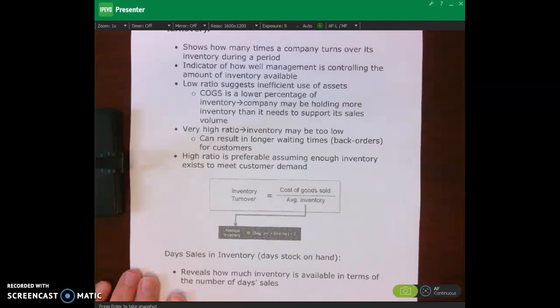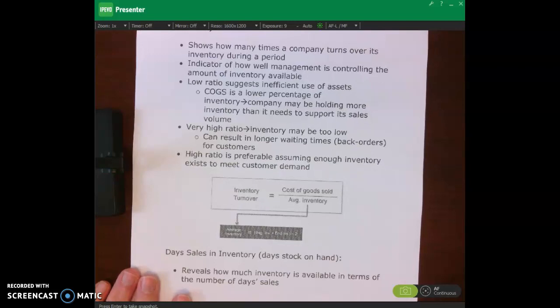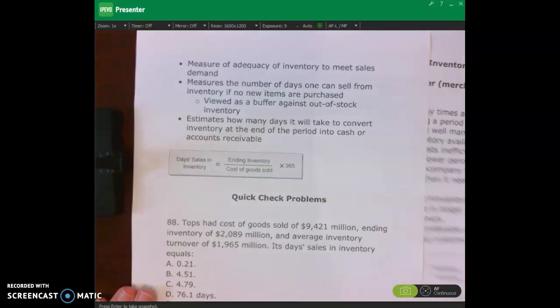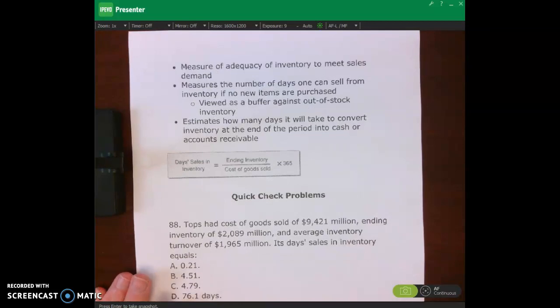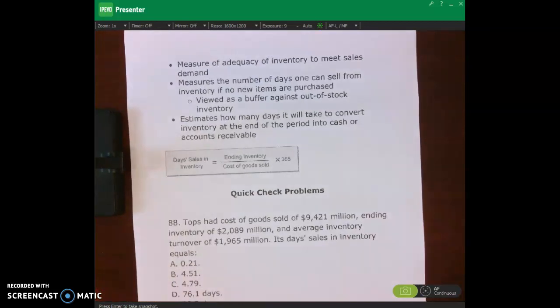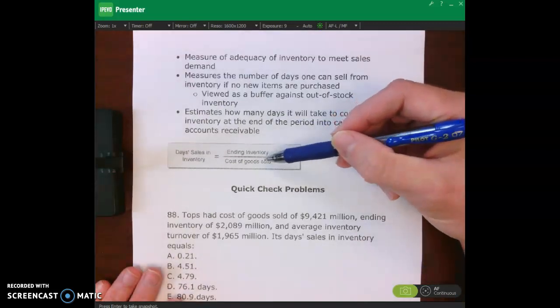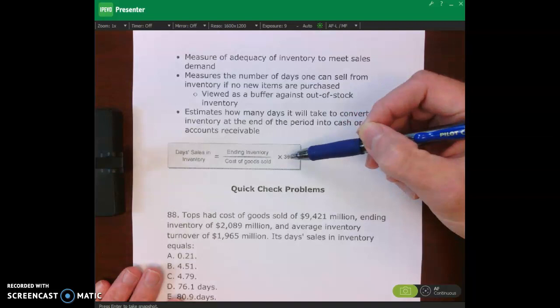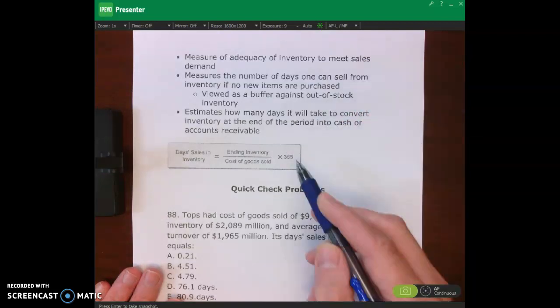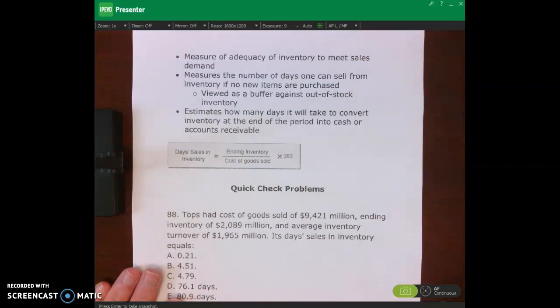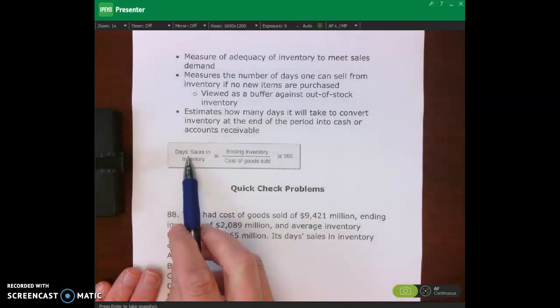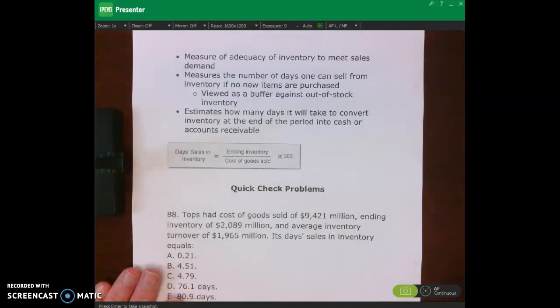Okay, let's look at this next one. Days sales in inventory says how much inventory is available in terms of our number of days of sales. It's a good measure of the adequacy of our inventory to meet our future sales, to meet future customer demand. The way we calculate that is we take our inventory divided by our cost of goods sold times 365. So this is expressed in terms of days. If this says 1 day, you have 1 day's worth of sales in inventory. That's what that's telling you.